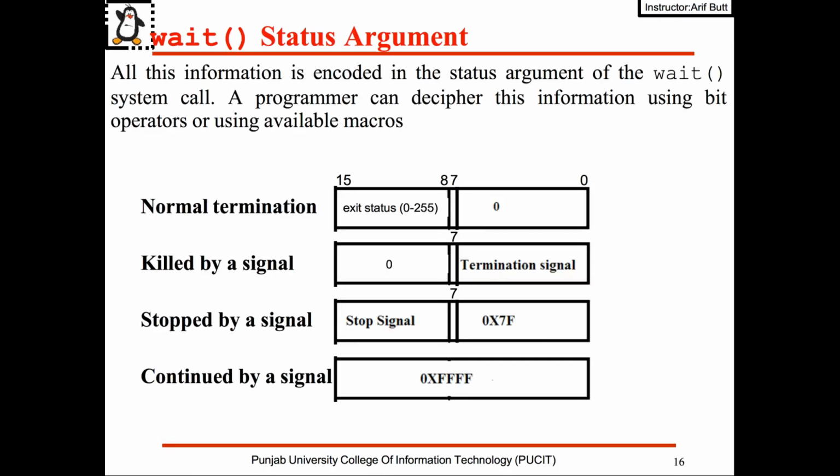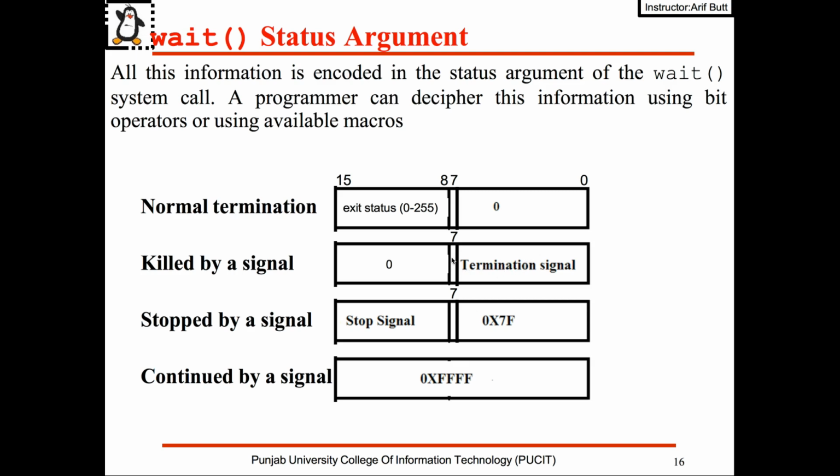Okay, so once again, dear students, now let me decipher the other information as well. We have seen that we can find out if a process has terminated normally by checking the lower 8 bits, which will contain 0. And if the upper 8 bits contain 0, that means the process was killed by a signal, and that termination signal will be there in the lower 7 bits.